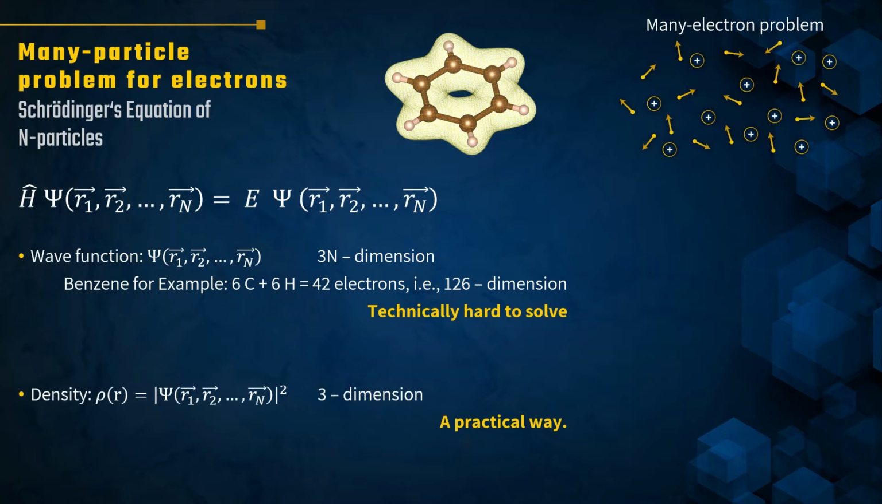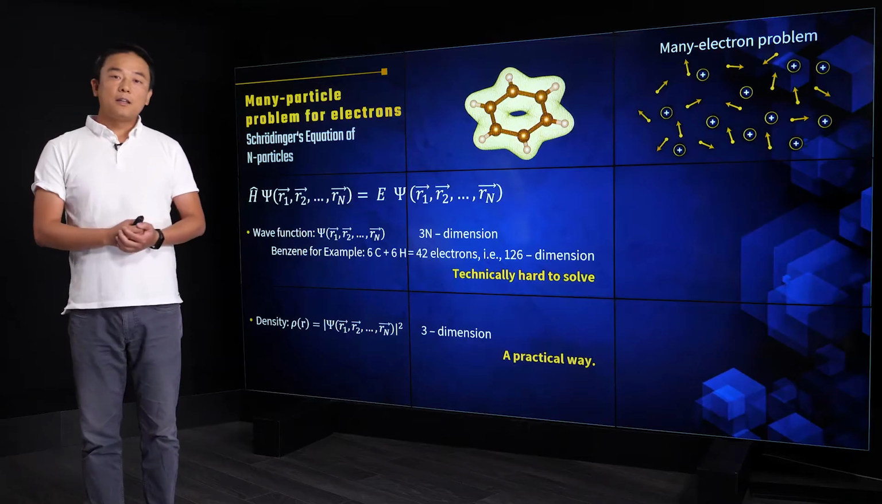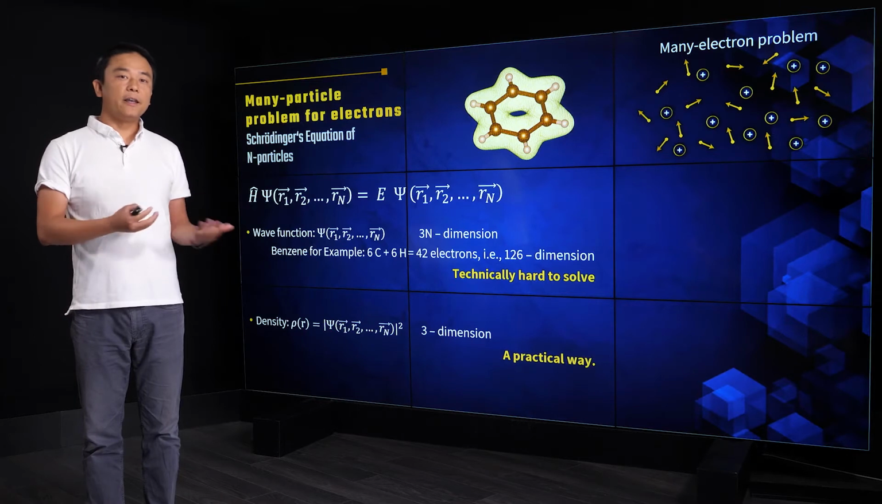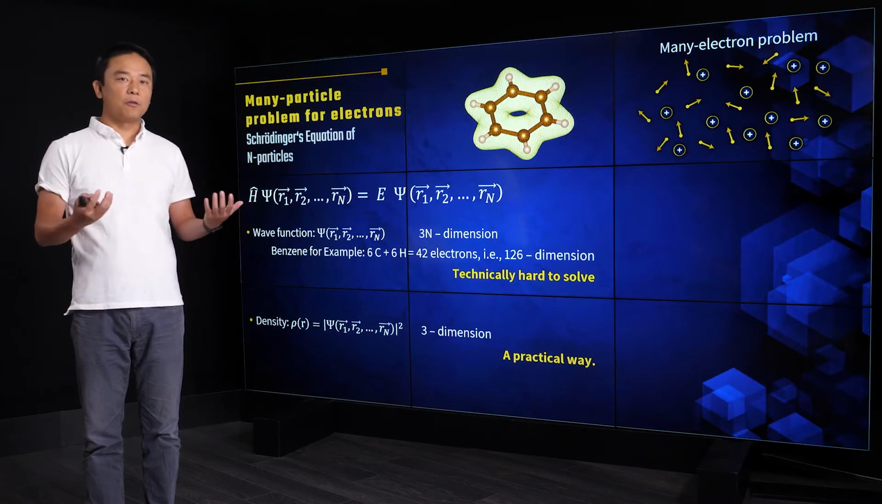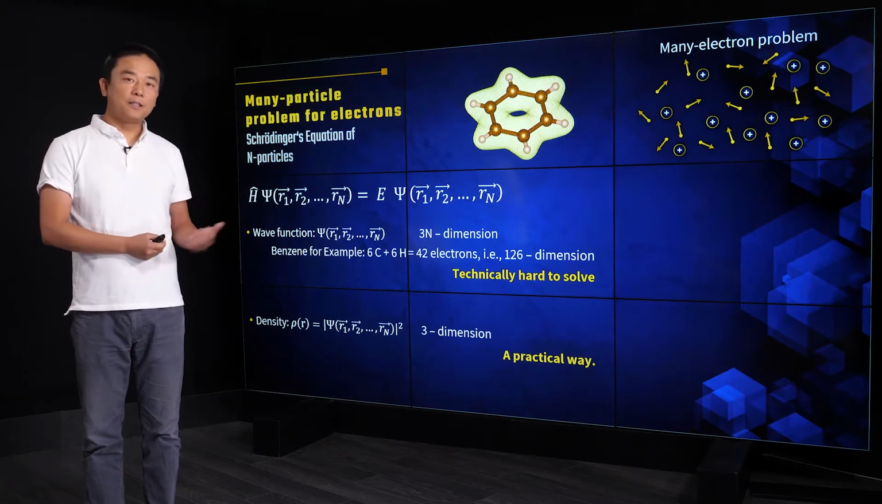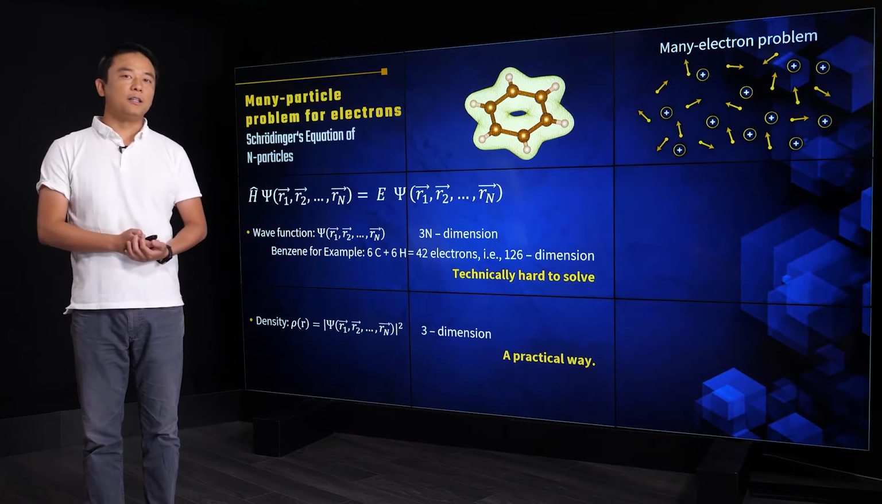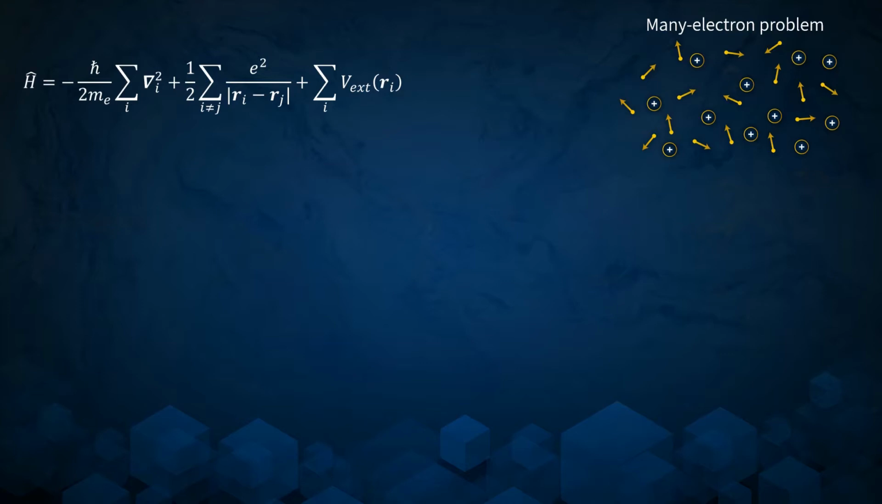There's another way to solve this problem. Actually, we do not think about every individual electron. We just use the total charge density of all the electrons, the total charge density rho. This total charge density is only a function of x, y, z, so there are only 3 degrees of freedom. This practical way is the heart of the DFT theory. Let's go to the DFT theory.